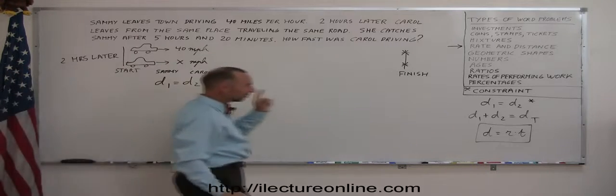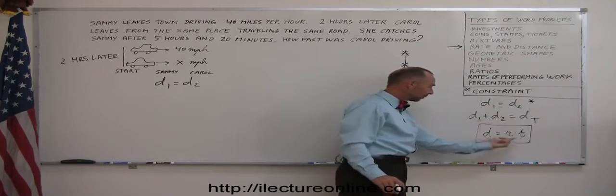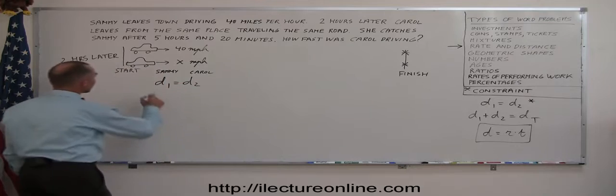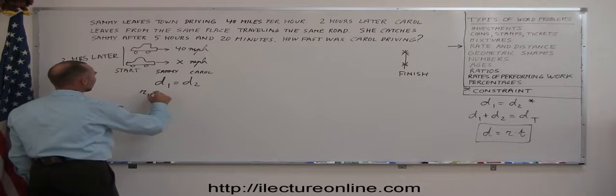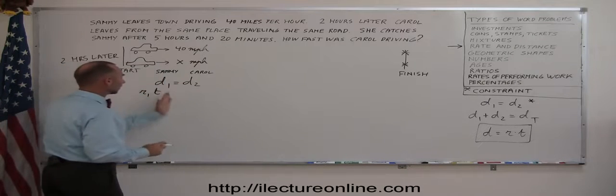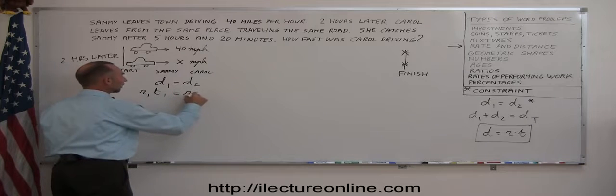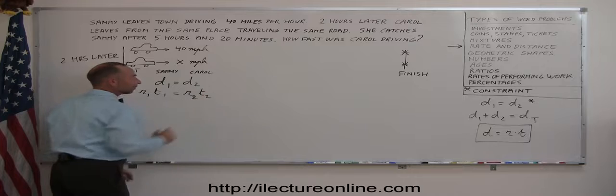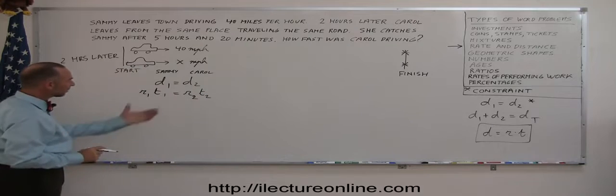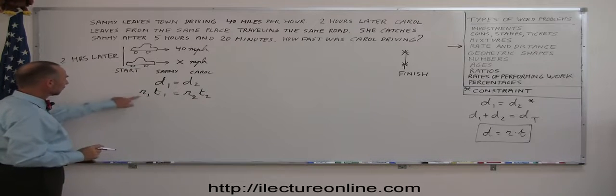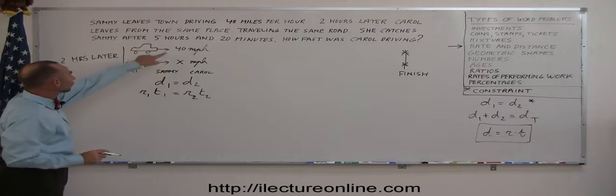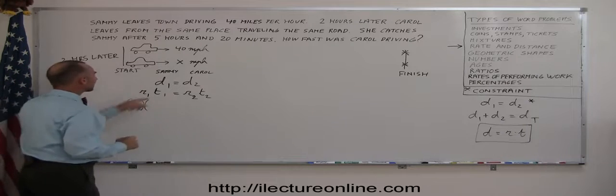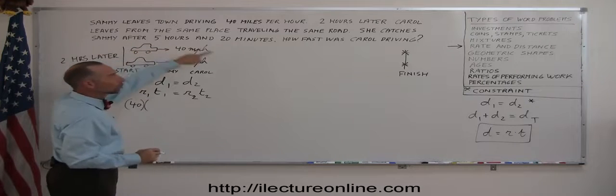Now we're going to replace each distance by what they're equal to. Distance is defined by the rate times the time. So that means the rate of Sammy times the time that Sammy travels that distance equals the rate of Carol, that would be rate 2, times the time that Carol travels that distance. Okay, now we can plug in what we know. The rate of Sammy is 40 miles per hour. And the time that Sammy takes, she takes the full 5 hours and 20 minutes.